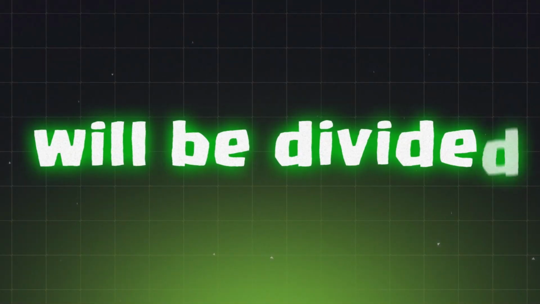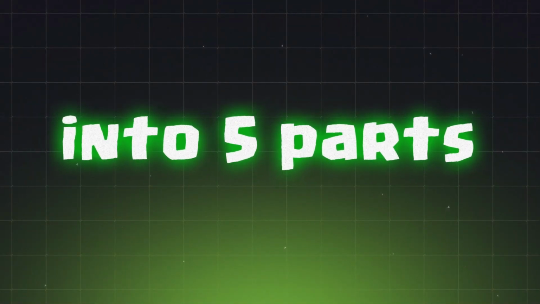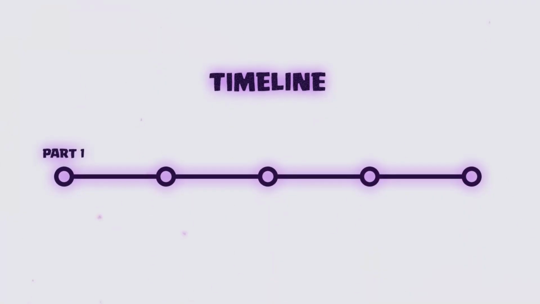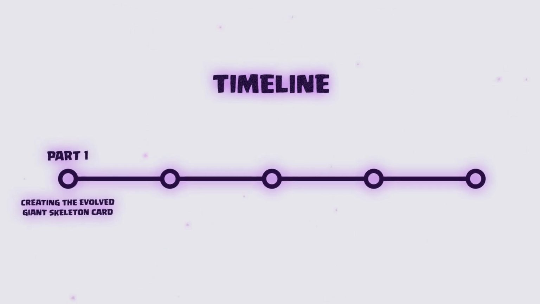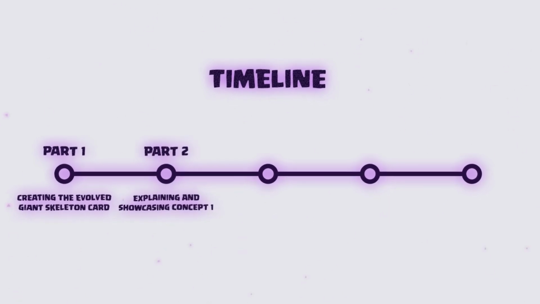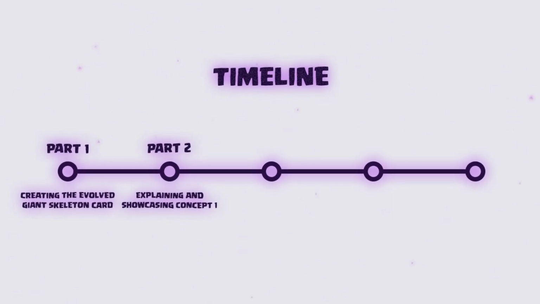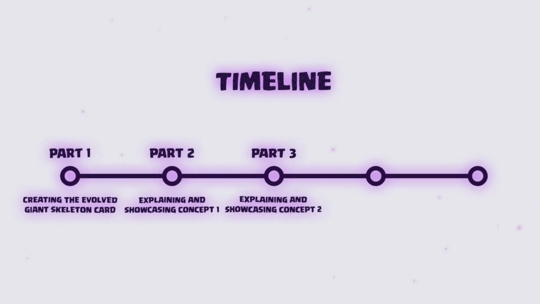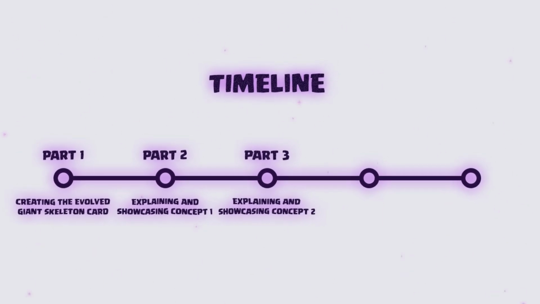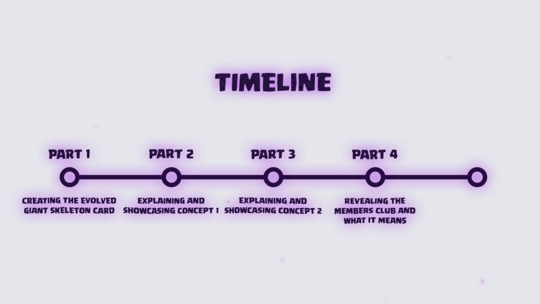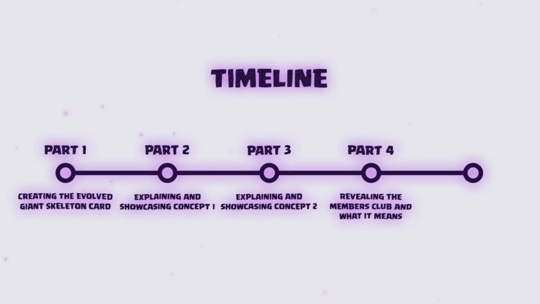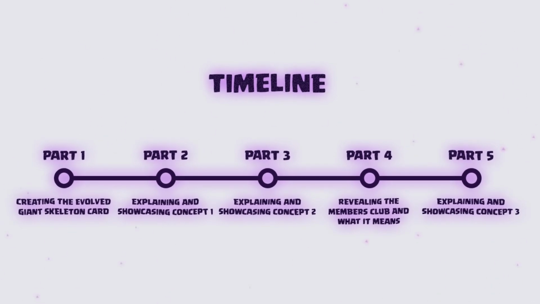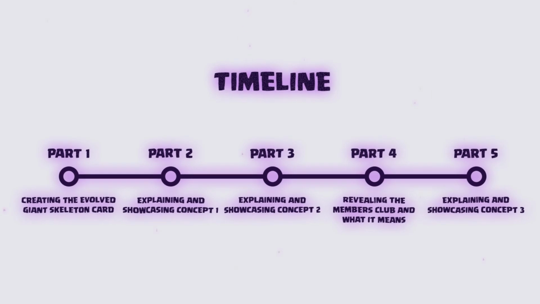This video will be divided into 5 parts. Part 1. Creating the evolved giant skeleton card. Part 2. Explaining and showcasing concept number 1. Part 3. Explaining and showcasing concept number 2. Part 4. Revealing the members club and what it means. Part 5. Explaining and showcasing concept number 3.